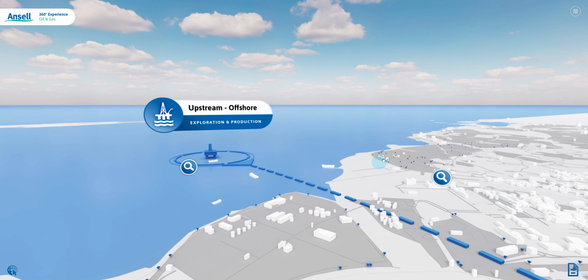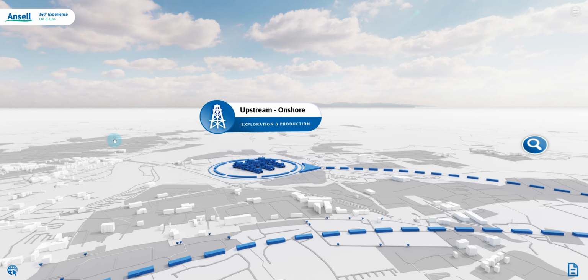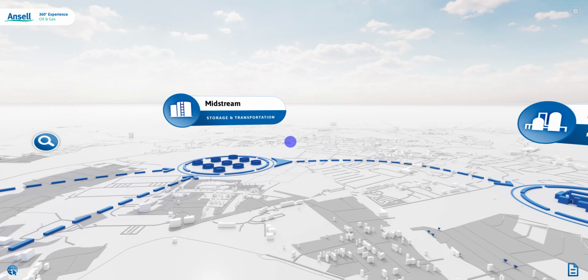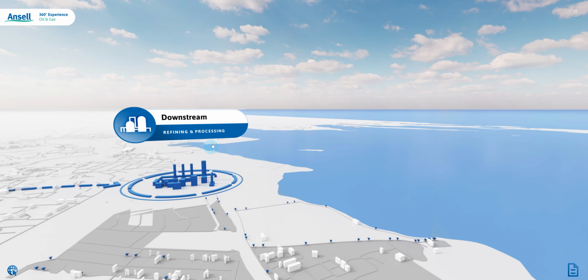There are 4 environments to explore that represent each segment within the oil and gas industry: upstream offshore, upstream onshore, midstream, and downstream. Click on an icon to explore further.